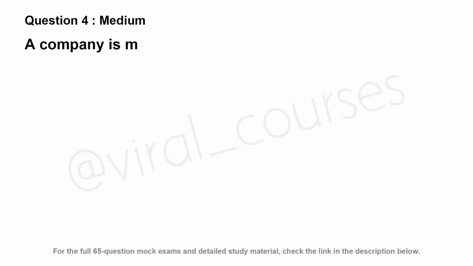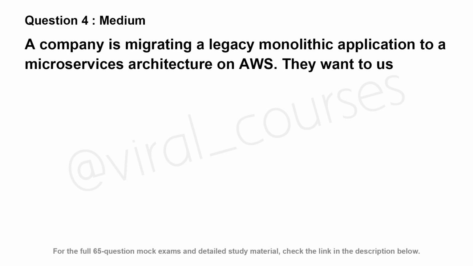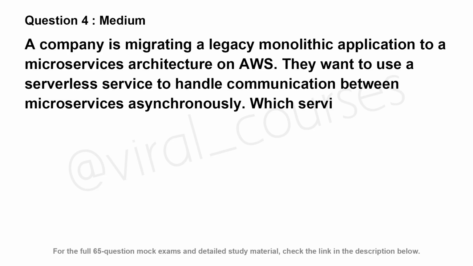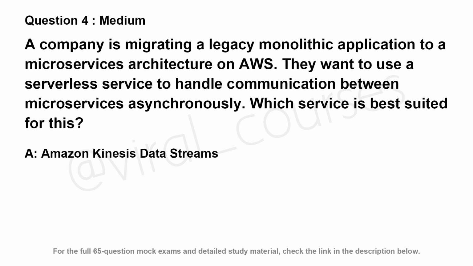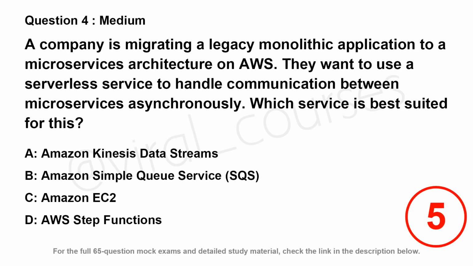A company is migrating a legacy monolithic application to a microservices architecture on AWS. They want to use a serverless service to handle communication between microservices asynchronously. Which service is best suited for this? Option A. Amazon Kinesis Data Streams. Option B. Amazon Simple Queue Service, SQS. Option C. Amazon EC2. Option D. AWS Step Functions.